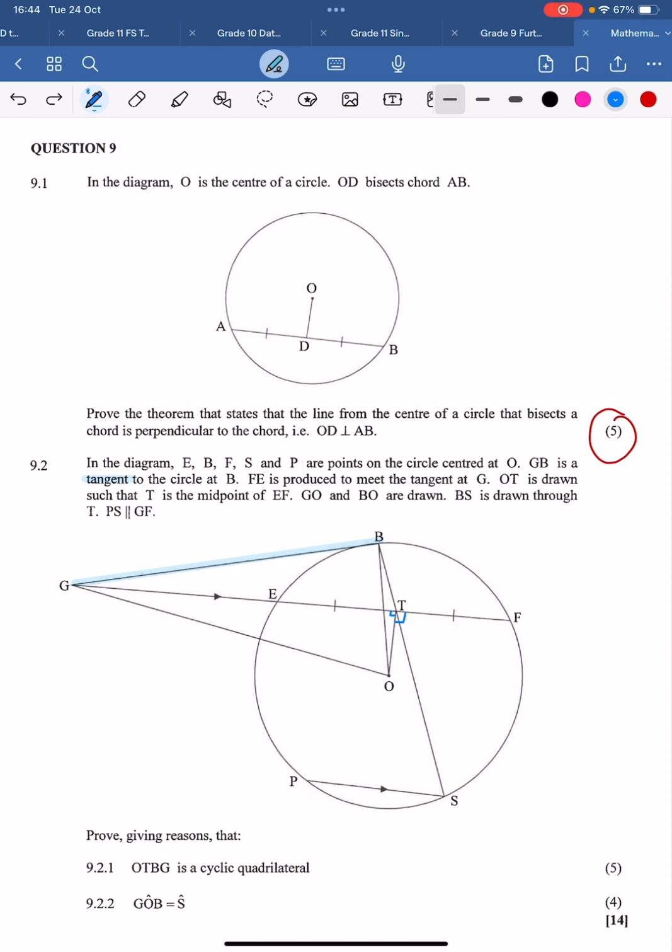All right, where was I now? Midpoint, okay. GO and BO are drawn. GO, all right, and BO, that's fine. BS is drawn through T. They're saying that, guys, to tell us that this is a straight line. That is the purpose of that little sentence there. And then they're telling us PS is parallel to GF.